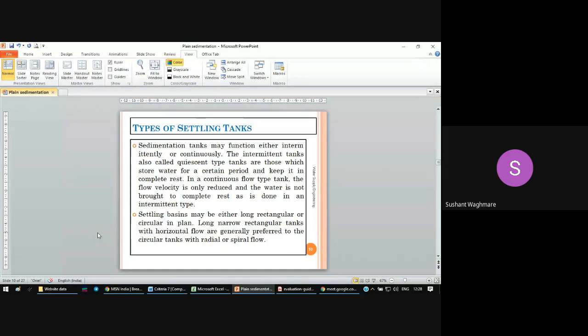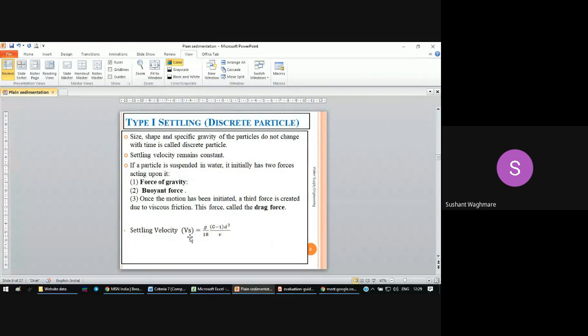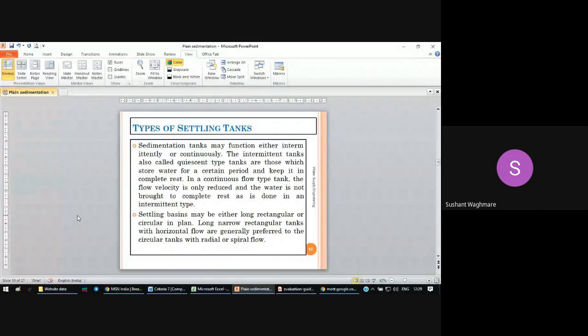Now next is different types of settling tanks. I guess this concept we have seen in the last lecture also. Settling tanks may function as intermittent or continuous ones. If we are providing this settling velocity, then in that case we can have the continuously flowing sedimentation tank. Here the water will flow in a continuous way with a velocity less than or equal to the settling velocity, so that particles will settle down.